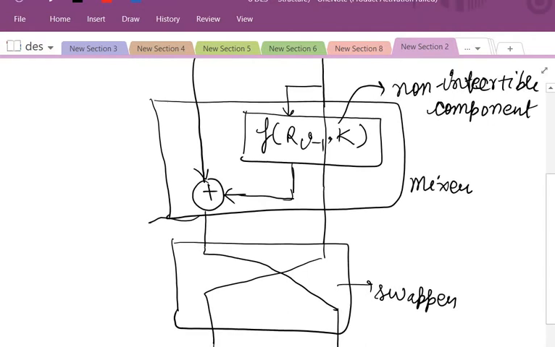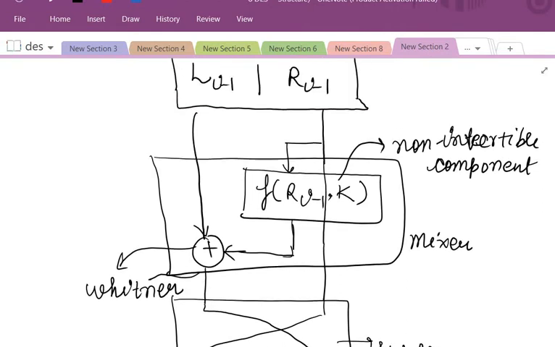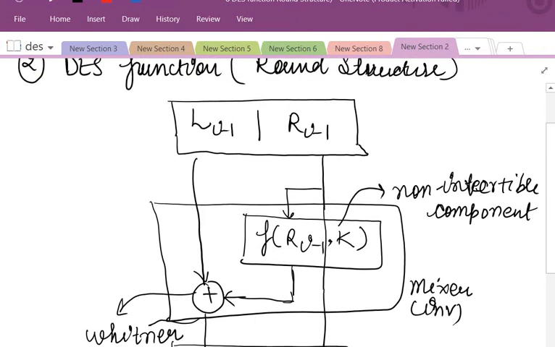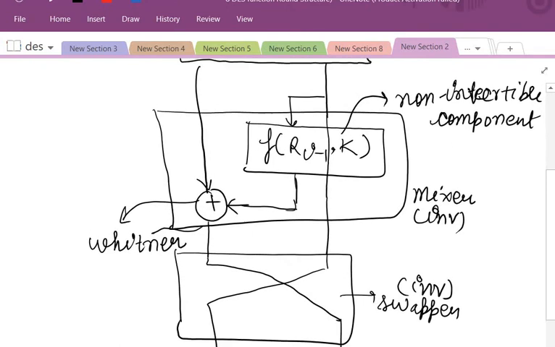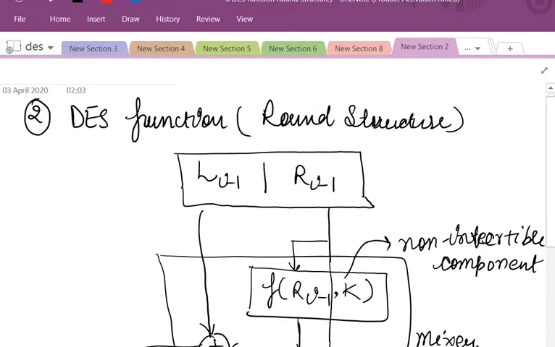This is called the XOR function, and it is also called the whitener. So this mixer is an invertible component, the swapper is an invertible component, but this function f(R(i-1), k) is a non-invertible component. That's why DES is called a Feistel structure. DES contains a Feistel structure because it uses non-invertible components as well as invertible components. So that is the structure regarding the DES function.